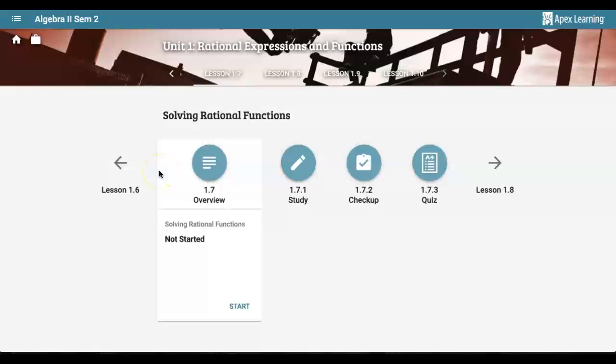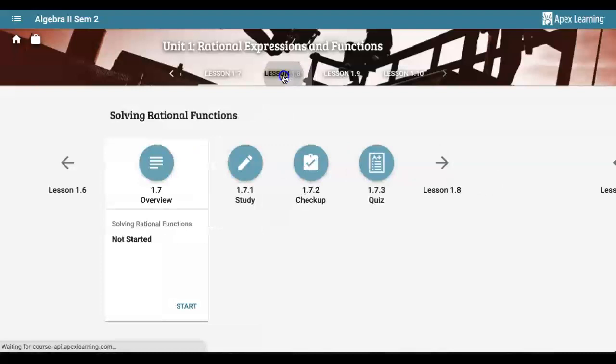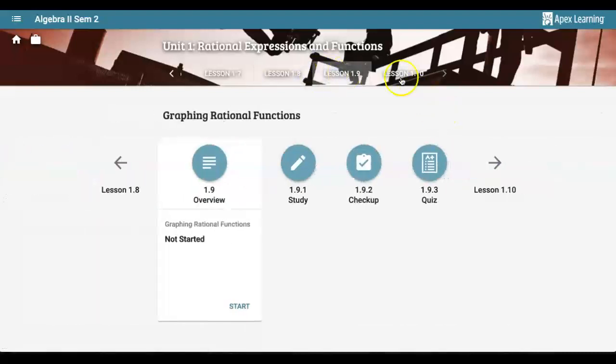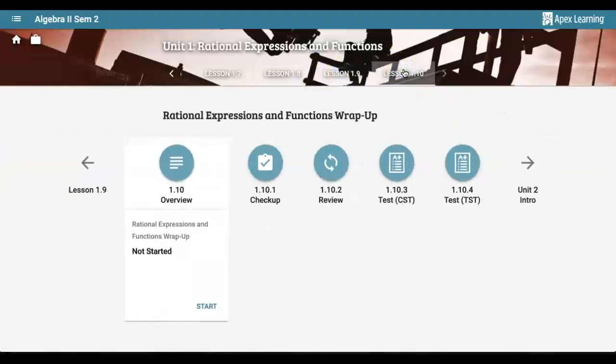All right, so today we're going to finish up Unit 1 for our Algebra 2 here. So we're going to cover lessons 1.7, 1.8, 1.9, and then 1.10 will be for you to look over for homework. That's the wrap-up section, okay? If I can gloss over this quickly.